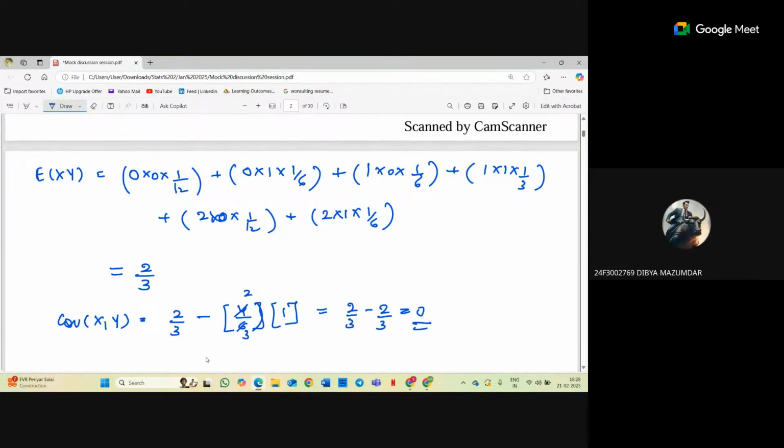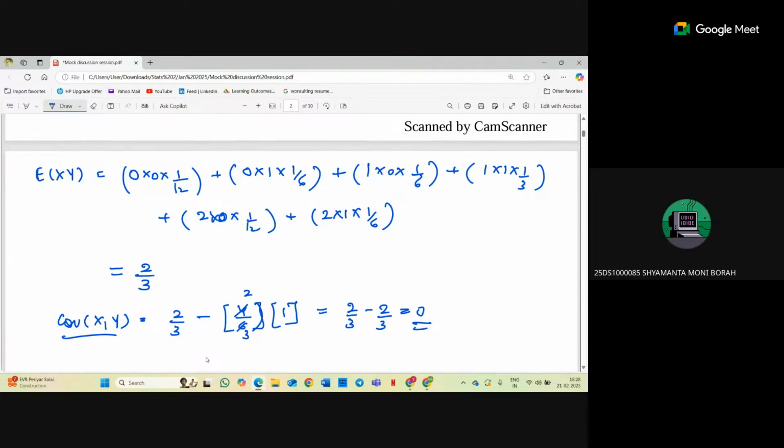So if my covariance is 0, that means X and Y are uncorrelated, or independent. Not linearly related.